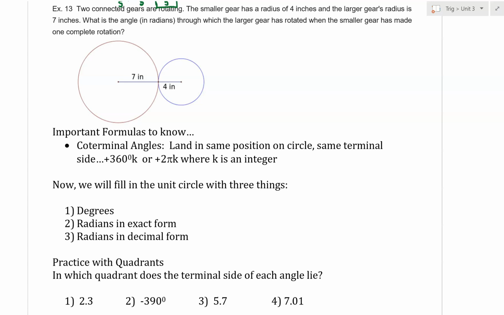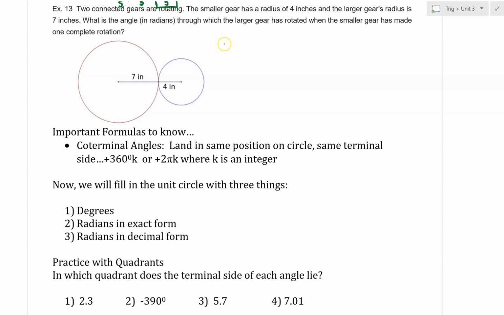So we're going to go ahead and do this problem. 2 connected gears are rotating. The smaller gear has a radius of 4 inches, and the larger gear has a radius of 7 inches. What is the angle in radians through which the larger gear has rotated when the smaller gear has made one complete rotation? So we have to think about this one in terms of the small gear first. It's saying the small gear is making one rotation. So how far is that one traveling? Well, it's traveling an angle measure of 2 pi.